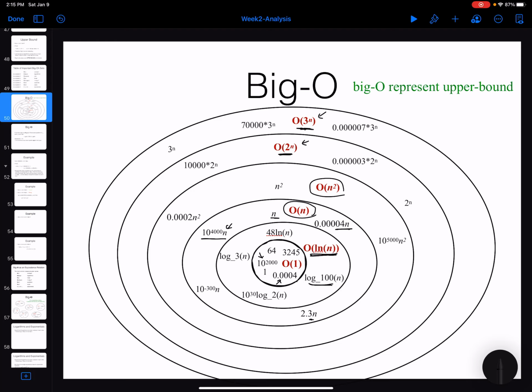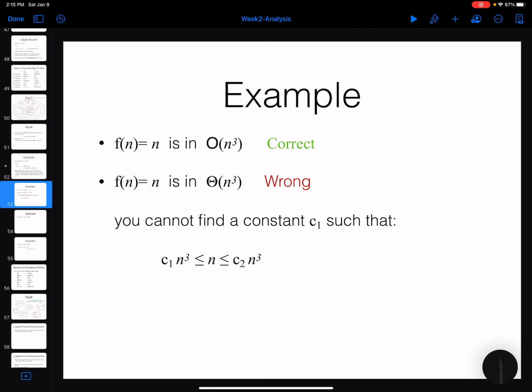So now using big theta, you can see that although we could say f of n equal to n is in big O of n power 3, you cannot say this with theta. This is going to be wrong. The reason is that you cannot find a constant that, if you multiply it by n power 3, makes it smaller than n. And it is very clear: the growth ratio of n is not equal to the growth ratio of n power 3. The growth ratio of n power 3 is way bigger than the growth ratio of n.